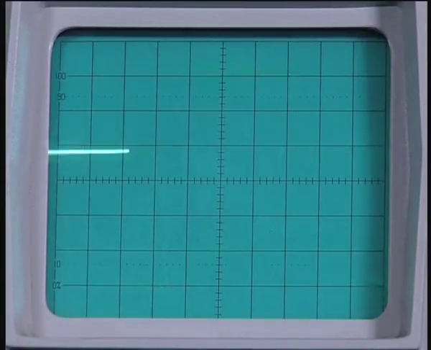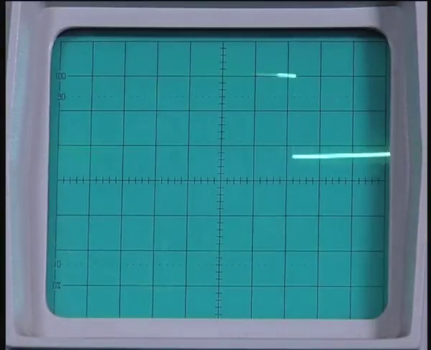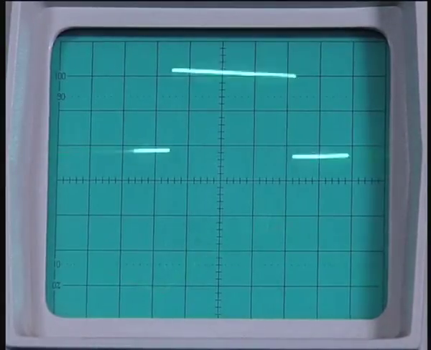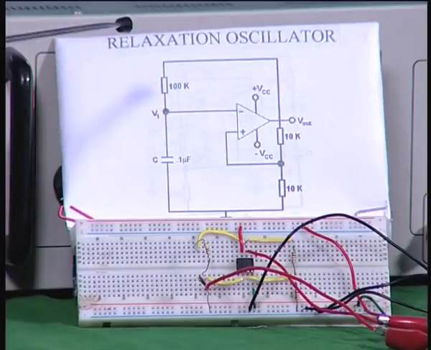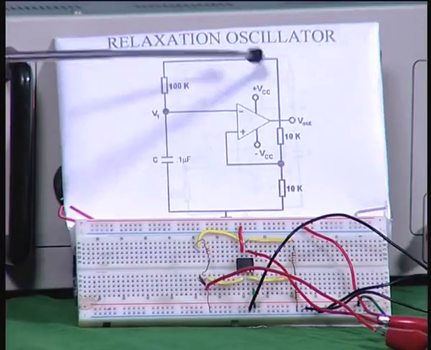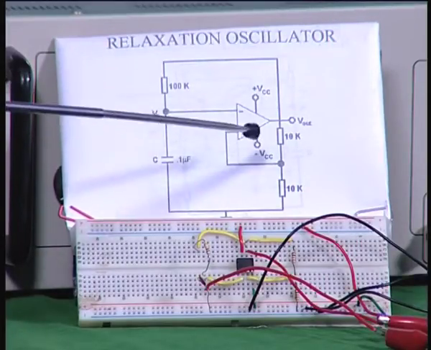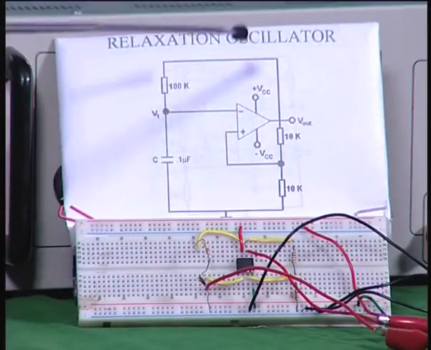So it is a very simple scheme by which you can get a square or a triangular wave by using an operational amplifier in the form of a comparator. That is the application of the comparator for preparing a free running square wave oscillator.